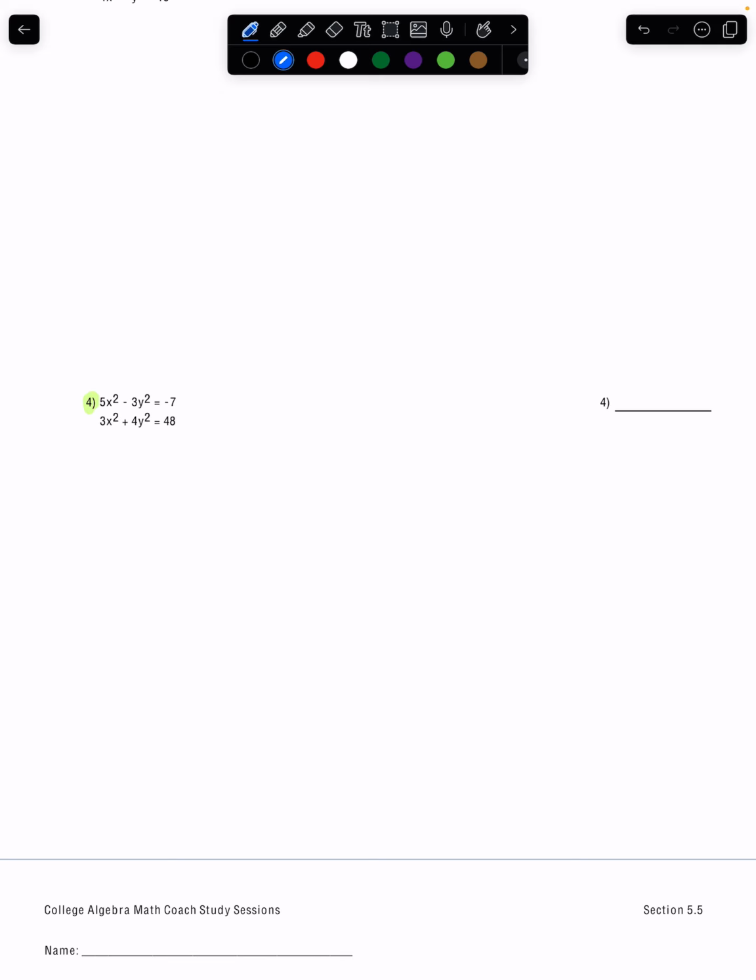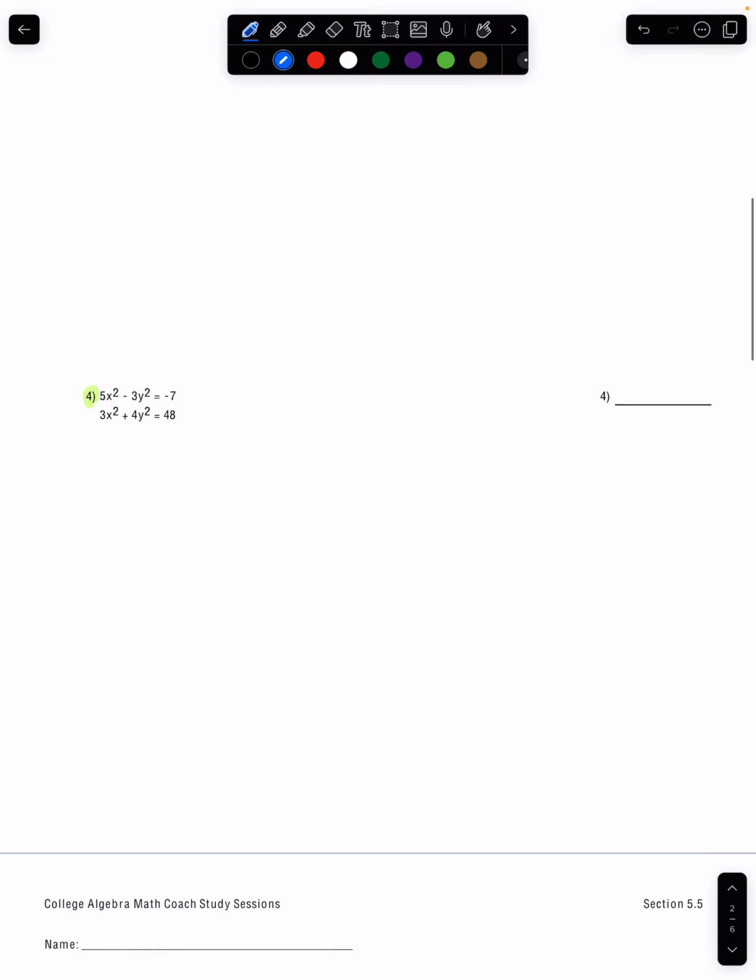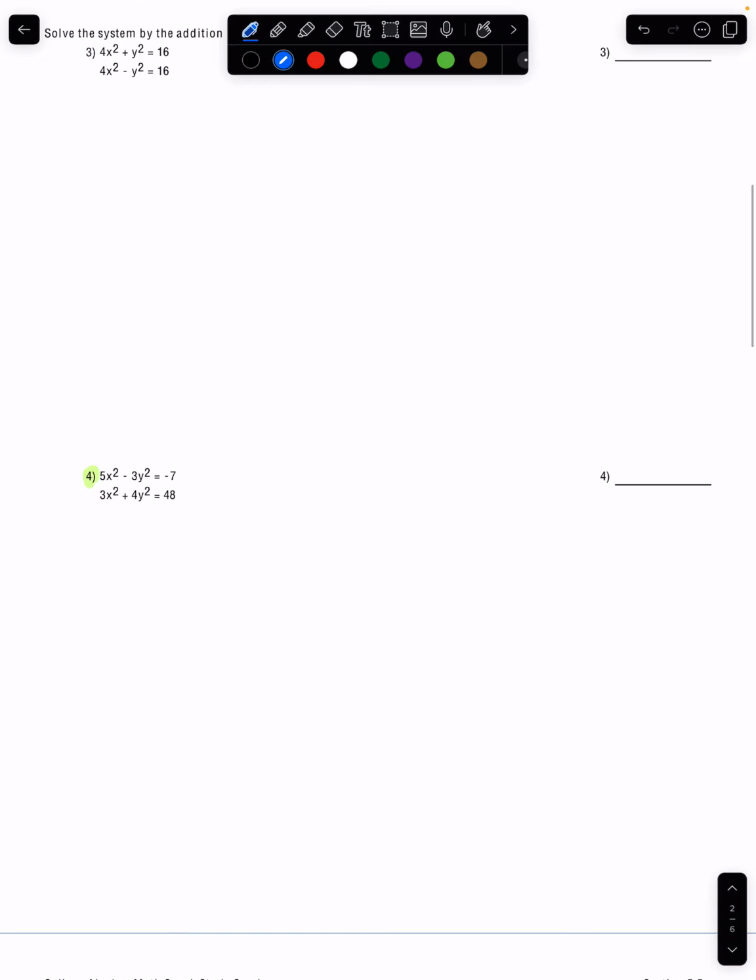Looking at number 4, this one's certainly a little more complex. And we're going to solve it by the addition method. When you do it by the addition method, you want terms to cancel out. And here we don't have any that can, so we're going to multiply the system. We're going to multiply it by 4 and 3, which gets us this.